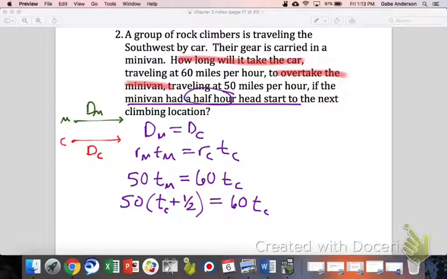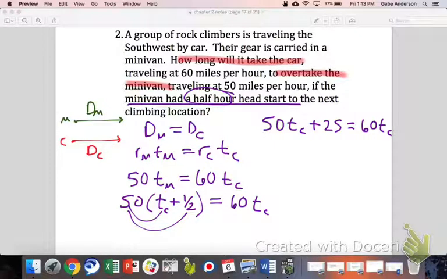Okay, so if we're going to solve this now, there's one mathematical step before we get into solving, one simplifying step. What would be our simplification? Distributive property, yeah. So I'm going to distribute that 50 into the parentheses there. That'll give me 50 times time of the car plus 25 is equal to 60 times time of the car. I've got a time on the right side of the equation and a time on the left side of the equation. What should I do in order to simplify that? Combine them by what operation?